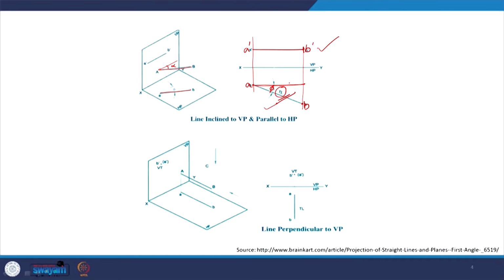What if the line is parallel to VP, but it makes an angle with HP? So, if say the line is like this, slightly projected to the front, what would we see?